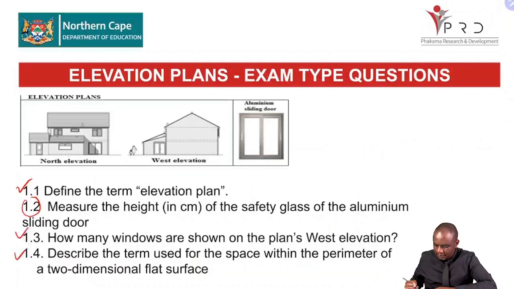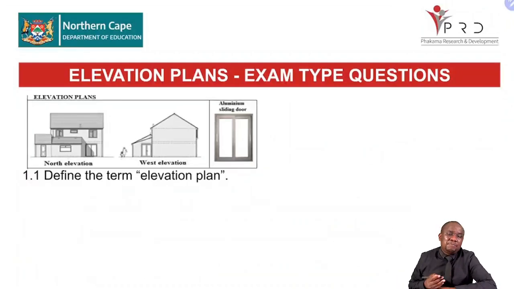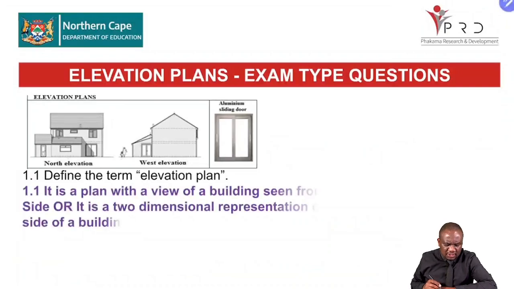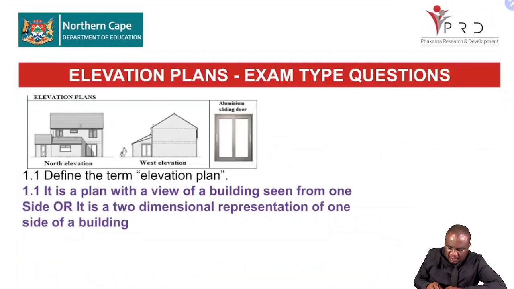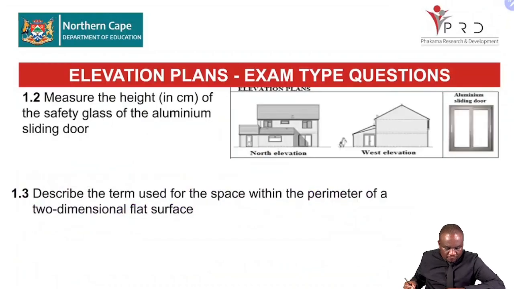Right, welcome back. Define the term elevation plan. We've been doing this, isn't it? It is a plan with a view of a building seen from the side view. It is a 2-dimensional representation of one side of a building. Like west elevation there represents the side on the west. North elevation represents the side on the north.